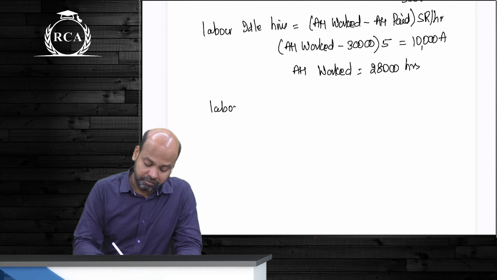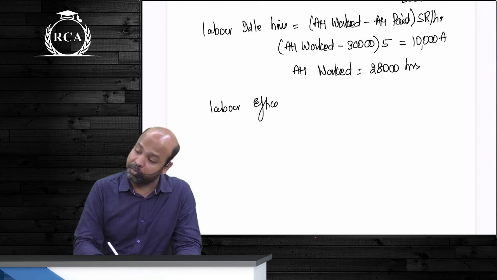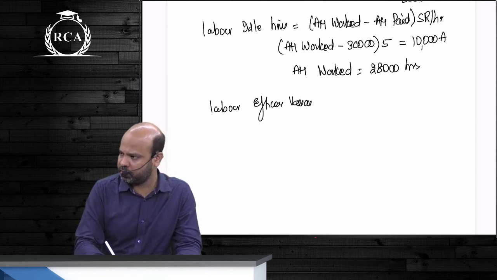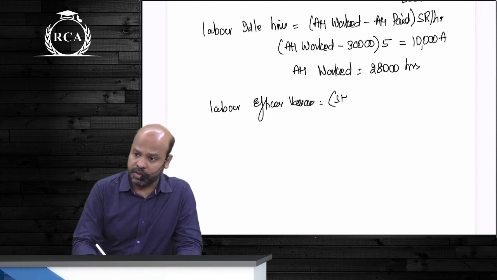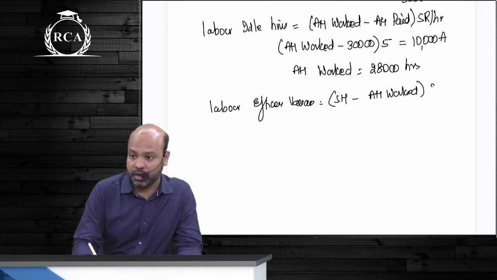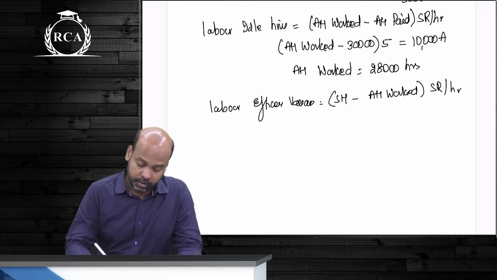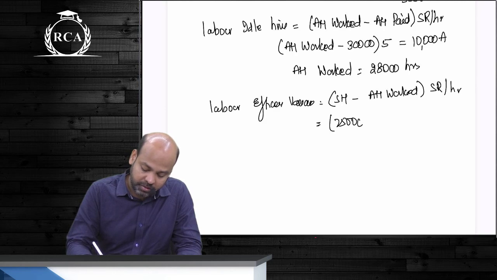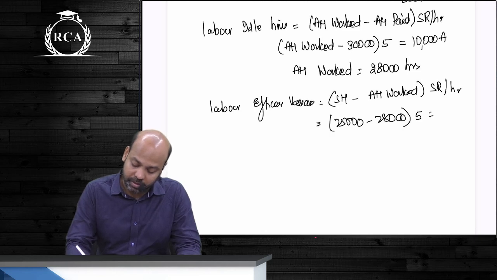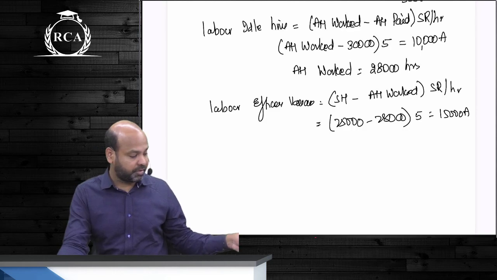Now there is one very important point, beta, here. If you compute, the efficiency variance will not match. Standard minus actual, efficiency variance should be based on actual hours worked. So this will be 25,000 minus 28,000 multiplied by 5 rupees. That will become how much? 15,000 adverse. None of the options are 15,000 adverse, guys.